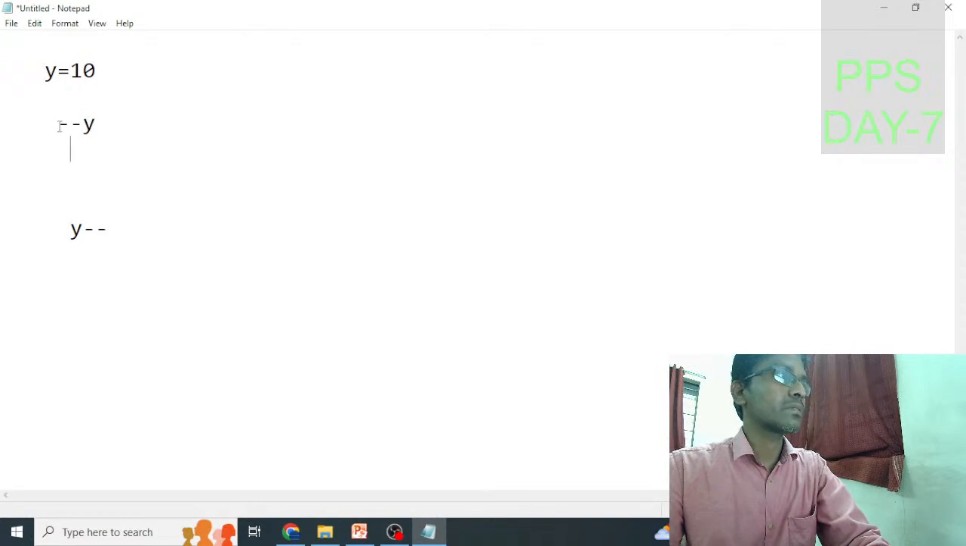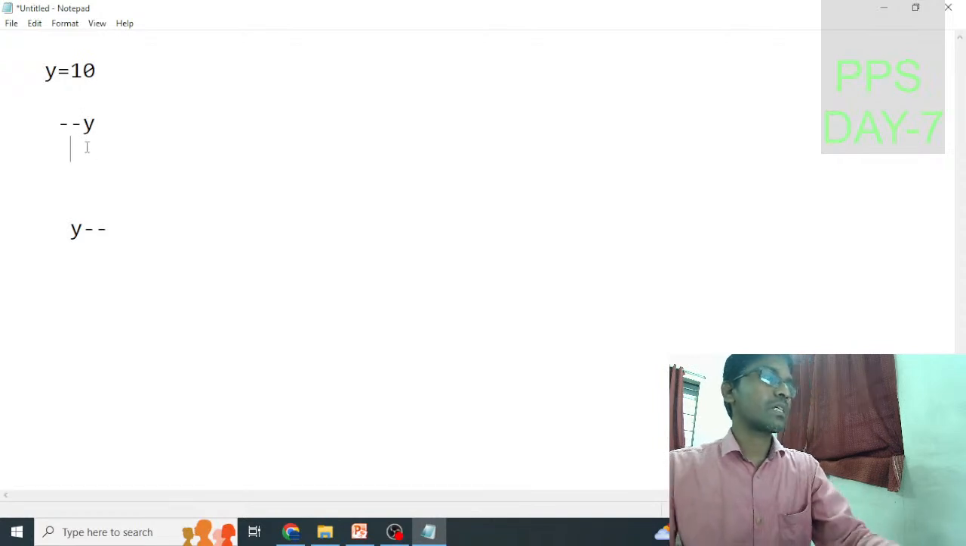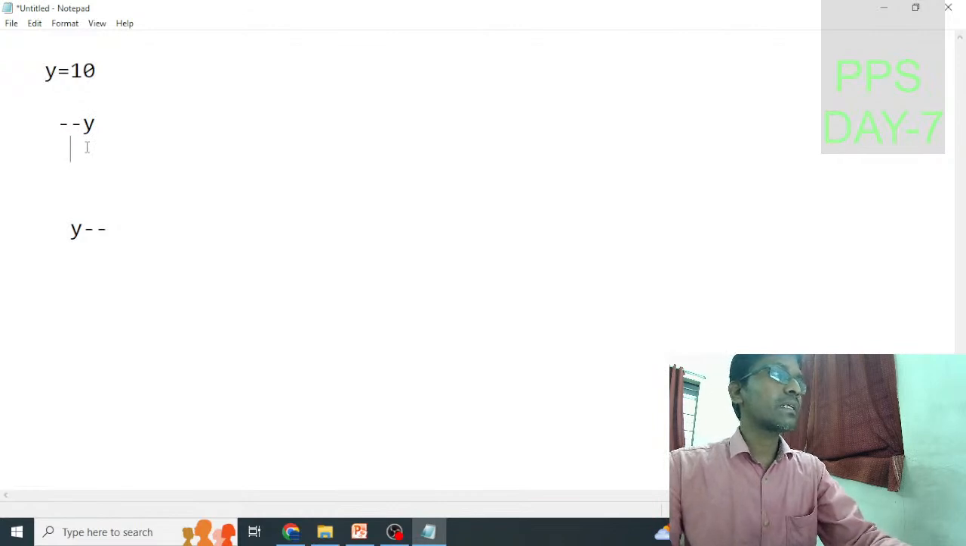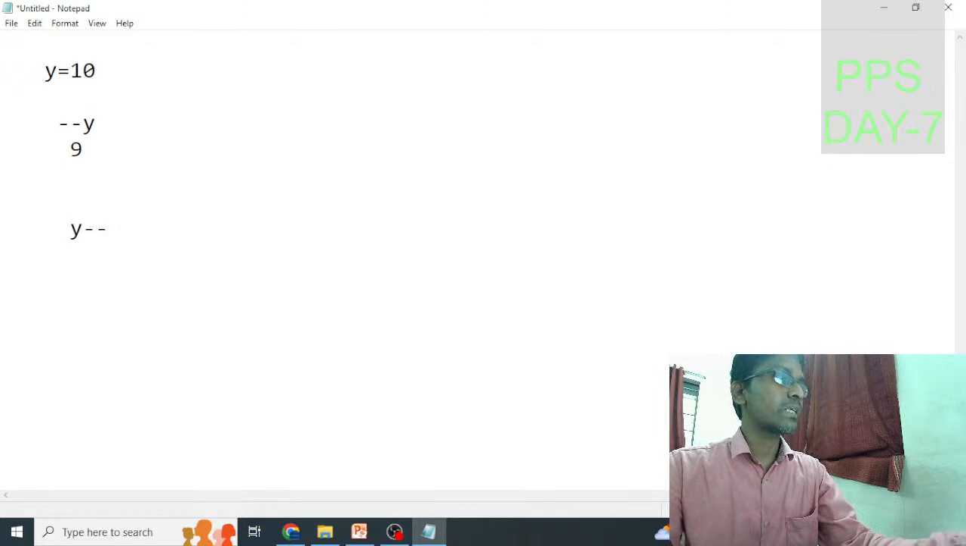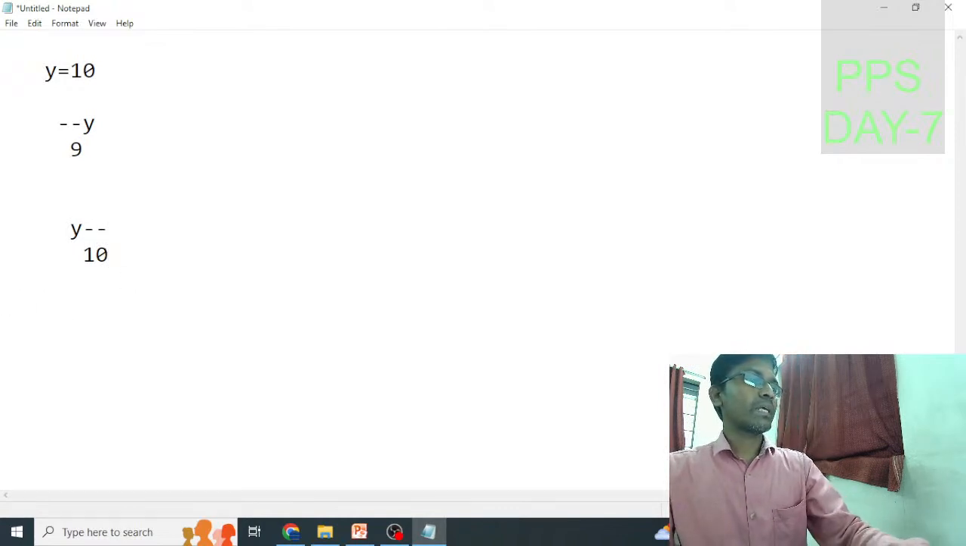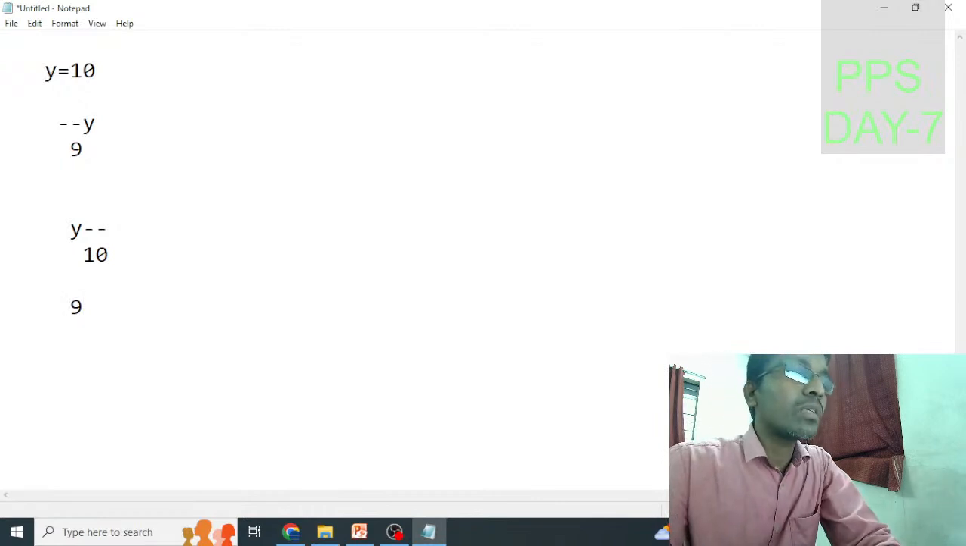It is a pre-decrement operator. That's why the y value will be decremented and immediately assigned to this expression. And it is a post decrement operator, so the y value will be assigned first, and later the y value will be decremented by 1. Then I got y is equal to 9. I hope you understand what I am saying.